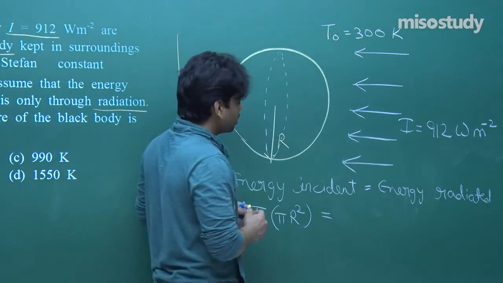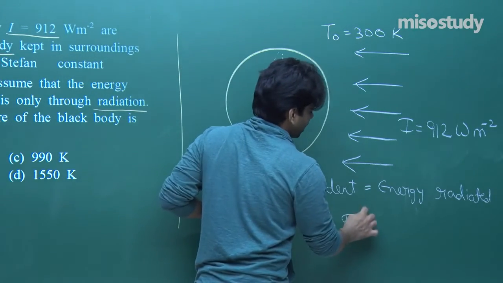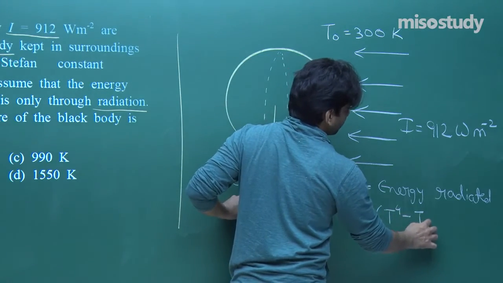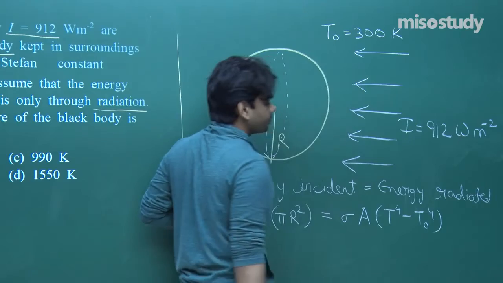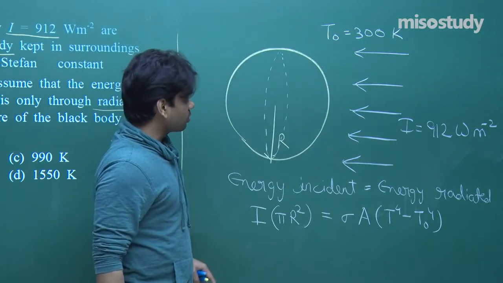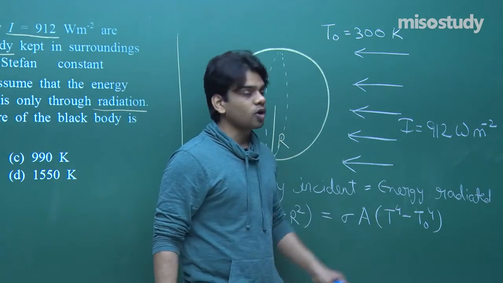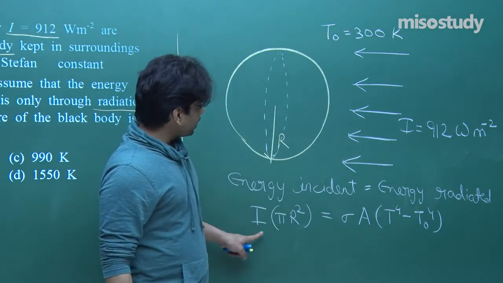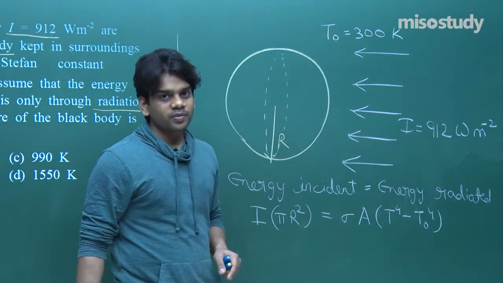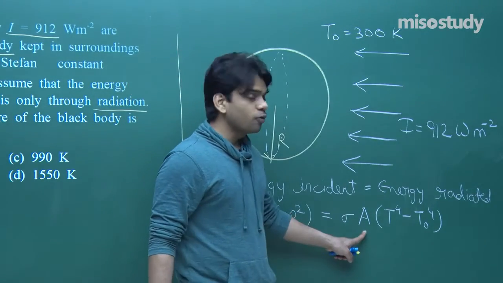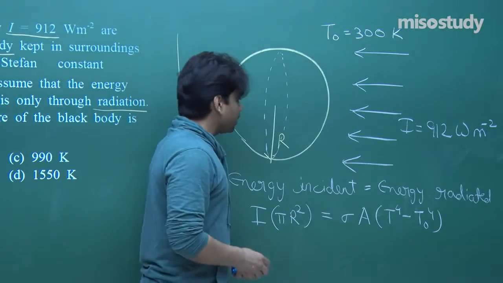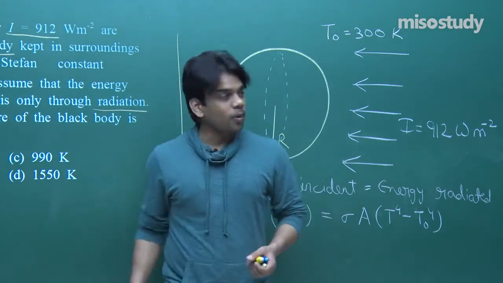We can use here sigma A into T to the power 4 minus T naught to the power 4. So everything is given to us, and see what area we have to use. The area used here will be 4 pi r square, because the energy will be radiated over the entire region. Let me frame this equation once again in a proper manner.